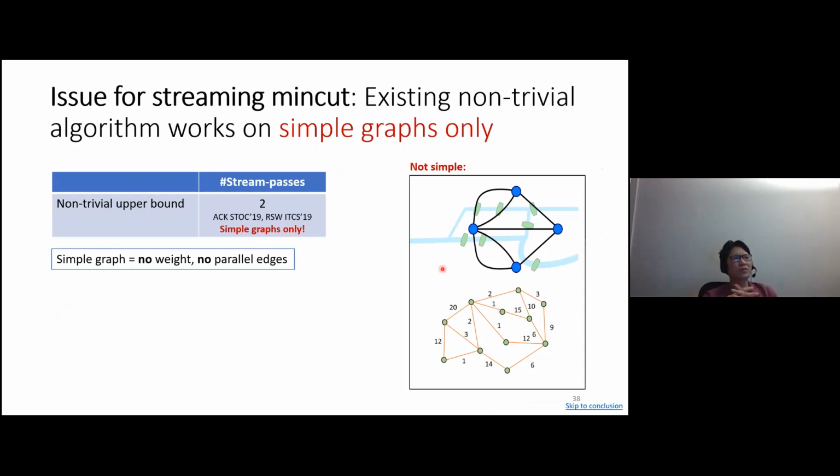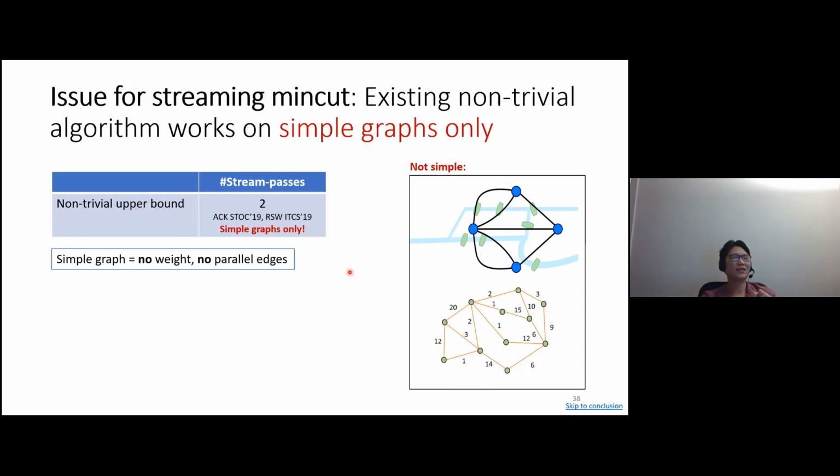All right. So, here's the issue of the streaming min cut problem. We actually have some algorithms that work pretty well in this model, except that the existing non-trivial algorithm works on something called a simple graph. If you don't know what simple graph means, it means that you cannot put weight on the edge, and second, you cannot have parallel edges. What do I mean by this? Between two vertices, I cannot have two edges like this. And again, I cannot put numbers as weights. So this graph, for example, is not simple because I have two edges between the same vertices. And this graph here is not simple because I have weights on the edges.